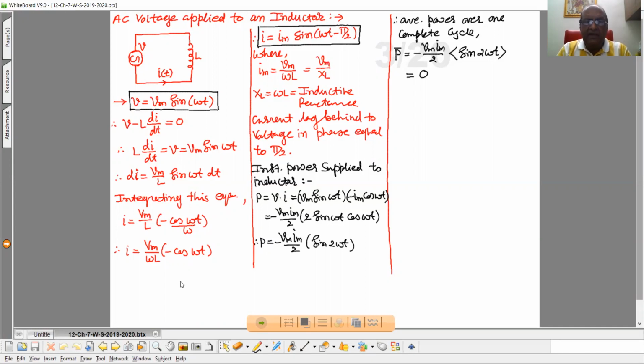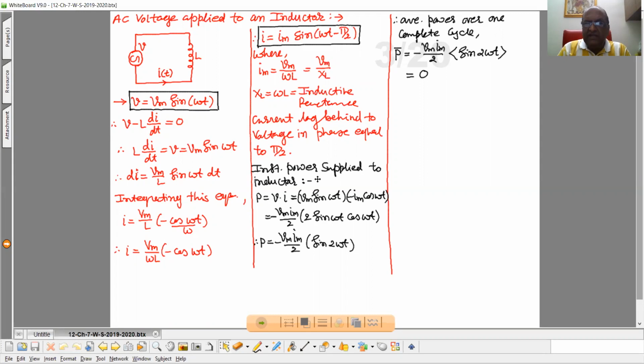Now, here see these two equations of voltage and current. At any time t, the phase of voltage is omega t, but at the same instant t, the phase of current is omega t minus pi by 2. It implies that when AC voltage is applied to an inductor, the current lags behind the voltage in phase by pi by 2. Clear?